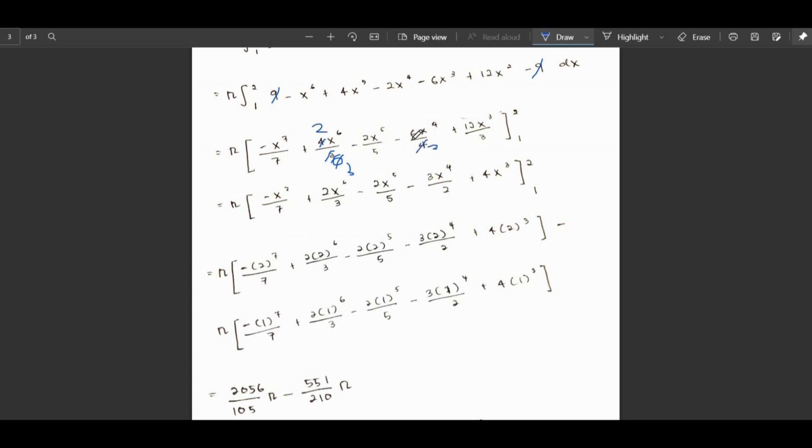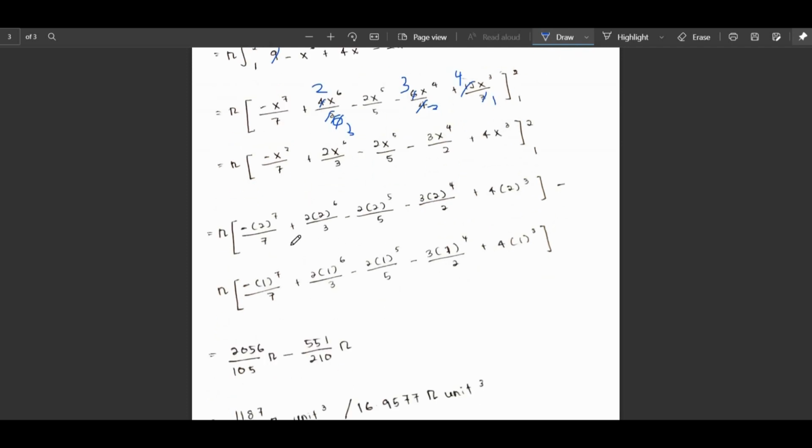Since we have finished simplifying, now we can substitute with the upper boundary and lower boundary. Make sure when we are substituting, we do it very carefully, and when we press the calculator, we also press carefully because we don't want any misleading answer.